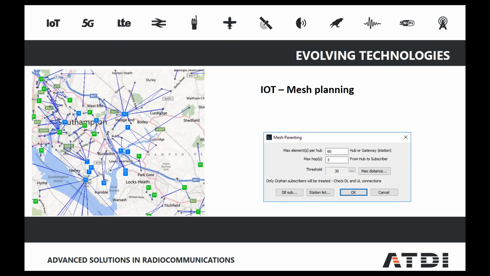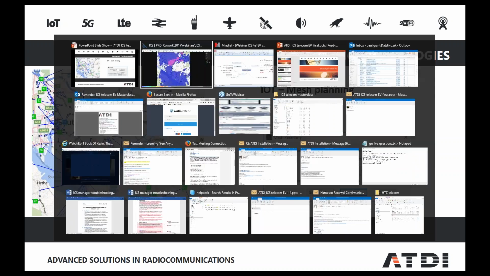We're just going to talk a little bit about some evolving technologies here and how you can use ICS Telecom EV to do some of that planning. I'm going to focus on just looking at IoT, and I've chosen mesh planning as an example, and then Nick's got some 5G that he's going to focus on.